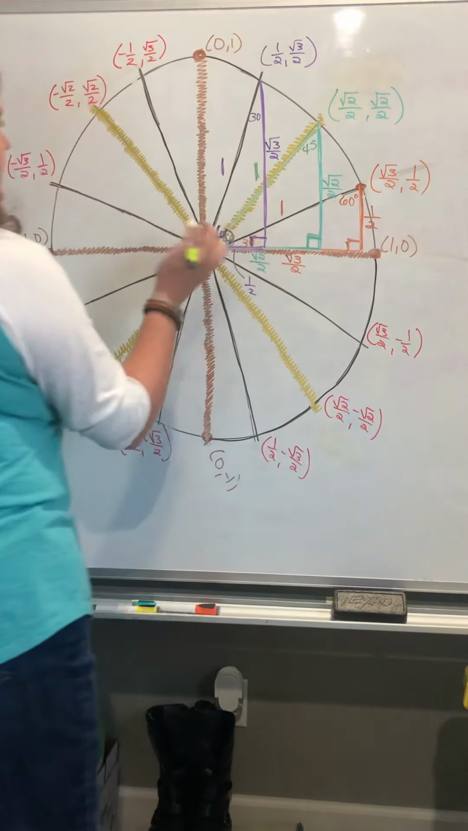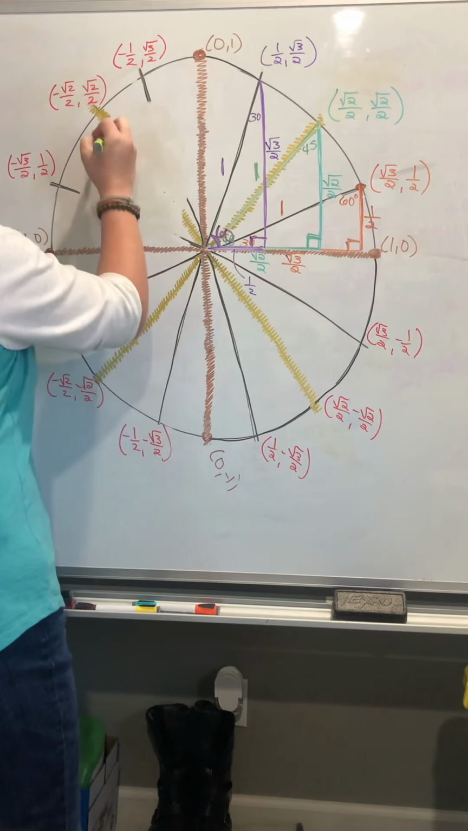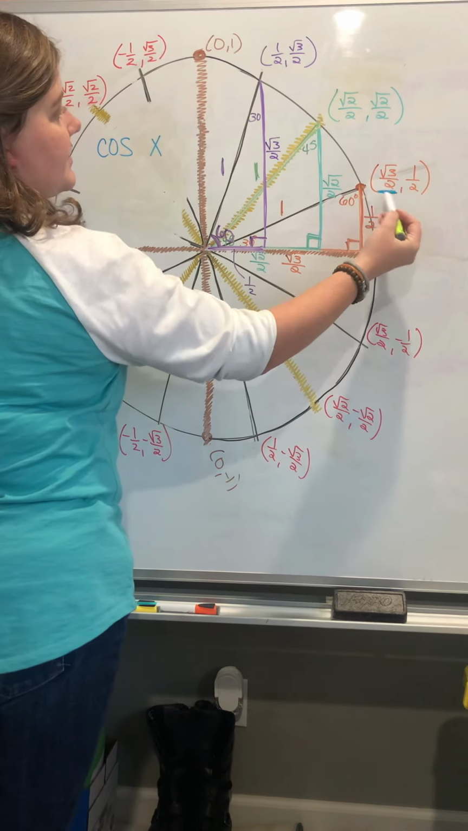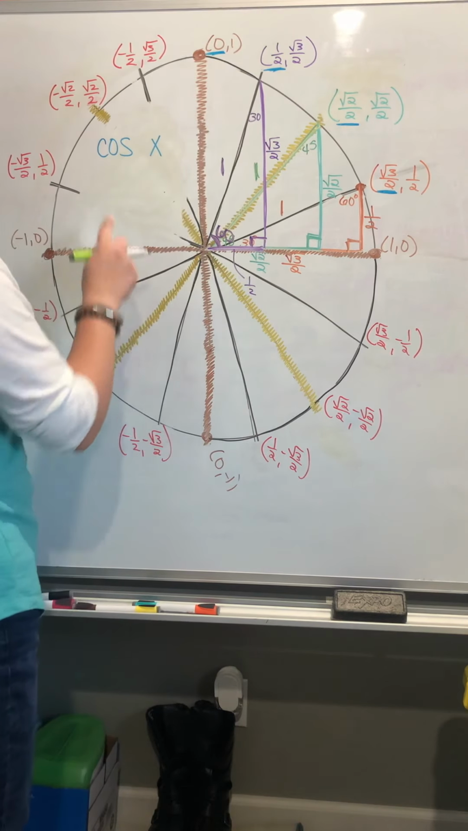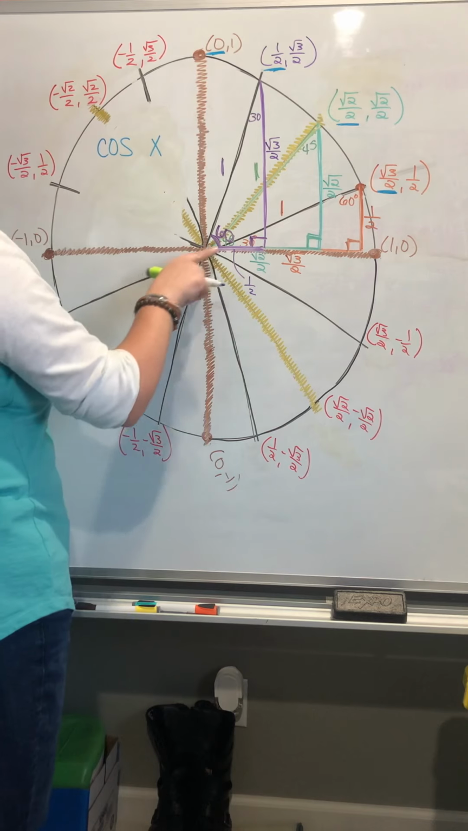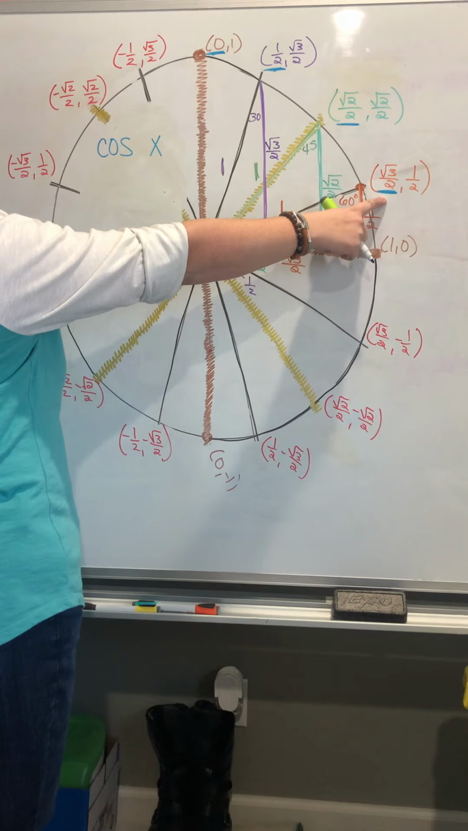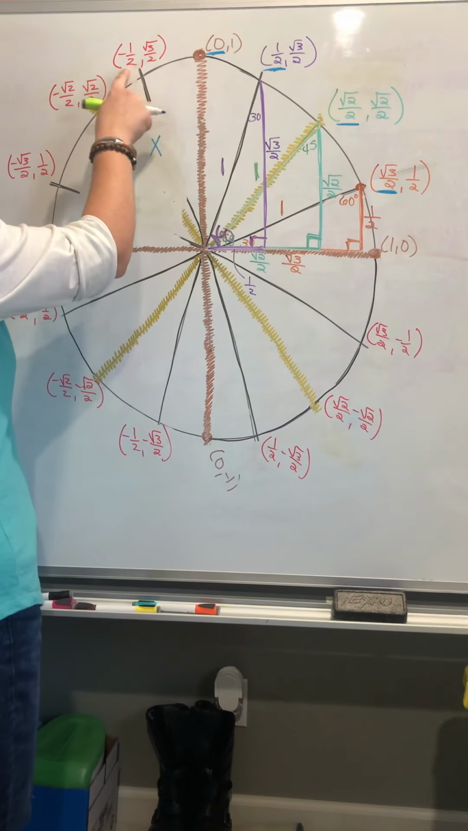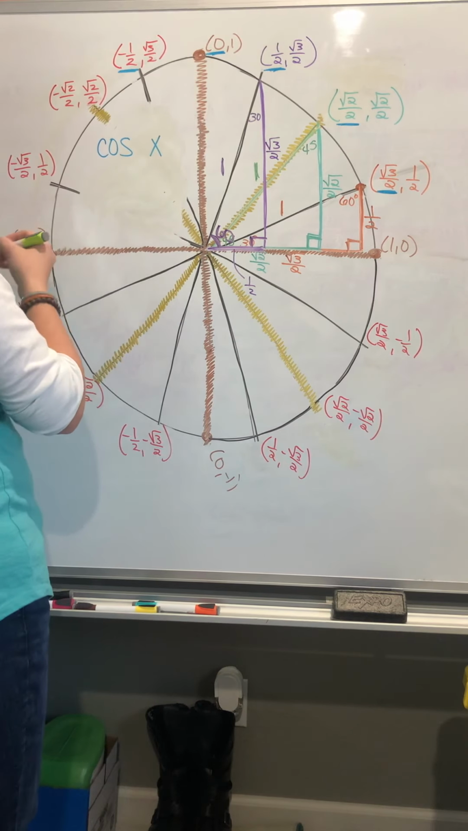So cosine, let me erase this part and I'll write it in here. Cosine is your x values. All of the first numbers, the x values, that's your cosine. So if I asked what is cosine of 30 degrees? 30 degrees is the first mark on the unit circle, so cosine of 30 degrees is square root 3 over 2. If I wanted to know what is cosine of 120 degrees, 120 is way over here, and that would be negative 1/2. So the first value is your cosine.